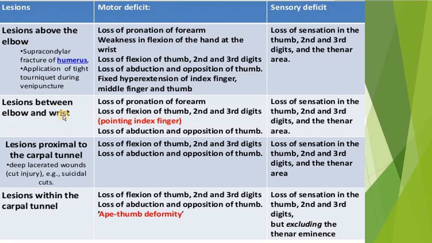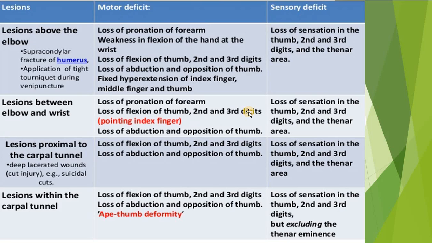For lesions between the elbow and the wrist, there is loss of pronation, flexion of the thumb, second and third digits, and pointing index finger can occur, with loss of abduction and opposition of the thumb. So at the elbow level, pointing index finger can occur. Loss of sensation in the thumb and the second and third digits and the thenar area can occur. For a lesion proximal to the carpal tunnel, there will be loss of flexion of the thumb and second and third digits, and loss of abduction and opposition of the thumb, and loss of sensation in the thumb, second and third digits and the thenar area.